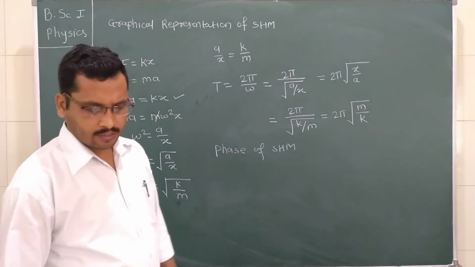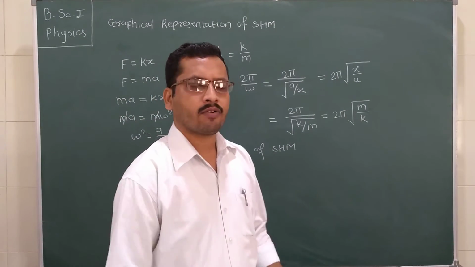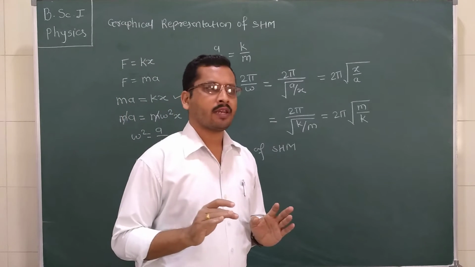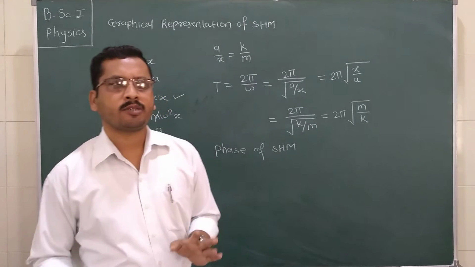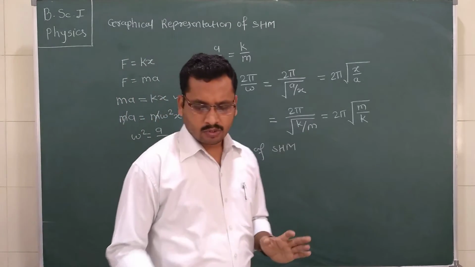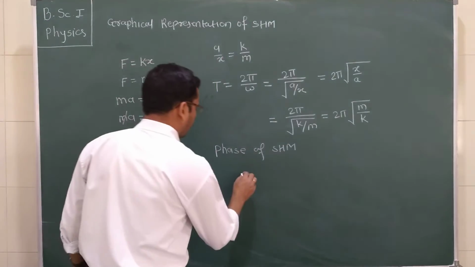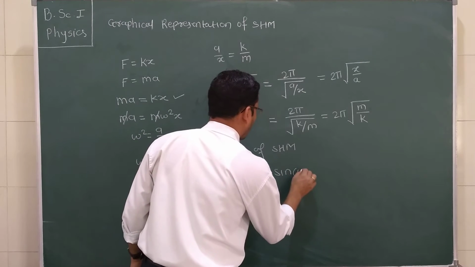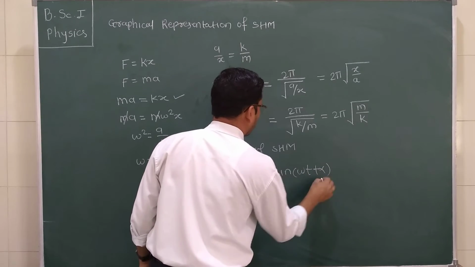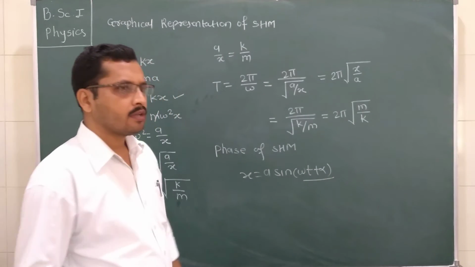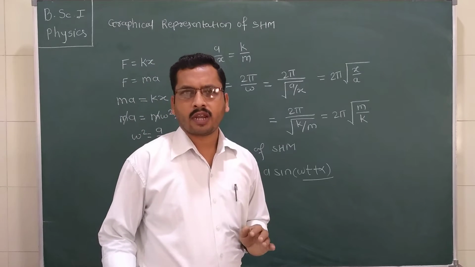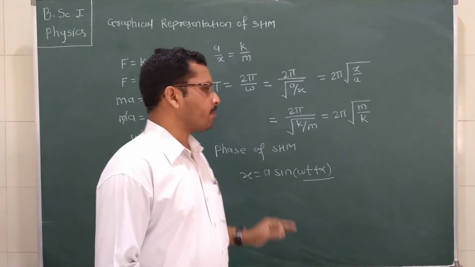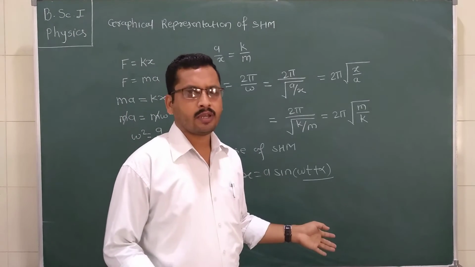So what is the phase of SHM? Phase of SHM is a physical quantity which describes the magnitude, the direction and the displacement of the particle. If we know the equation for the displacement, x is equal to a sine omega t plus alpha, then this whole angle omega t plus alpha describes the displacement and the direction of a particle performing simple harmonic motion.